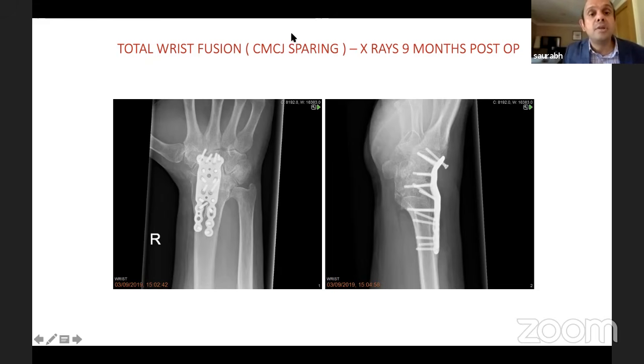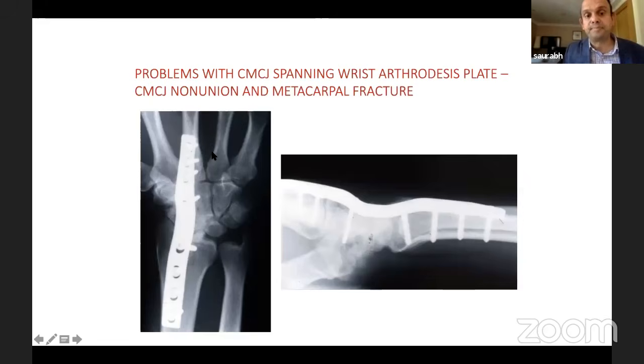Now remember, if you've noticed, it's CMCJ sparing. I have not included the CMCJ. The reason being, this is what we used to do 8 or 10 years back. We used to go through the CMCJ. The problem with that is the capitate and third metacarpal CMCJ tends not to fuse up. The other problem is with these screws, you can get metacarpal fractures. And finally, the advantage is if your CMCJ is free, it gives you 5 to 7 degrees of extension and flexion. Once you fuse the wrist, 5 to 7 degrees matters a lot to the patients. So I would not do this almost exclusively now. I will always spare this joint.